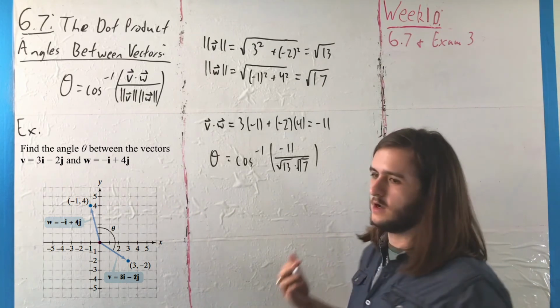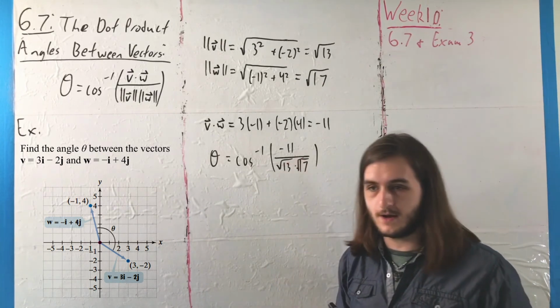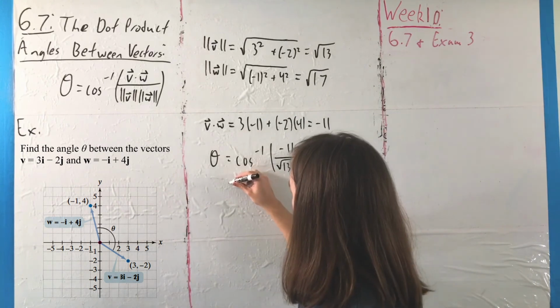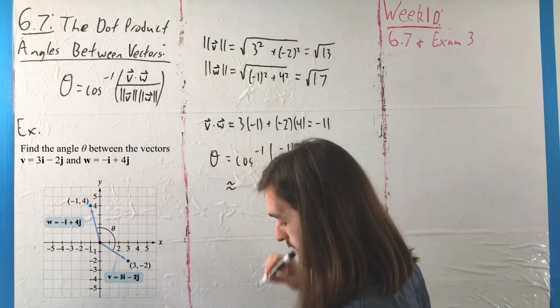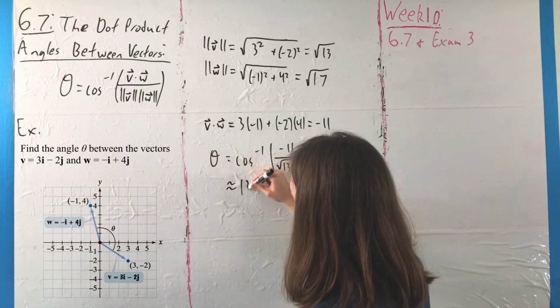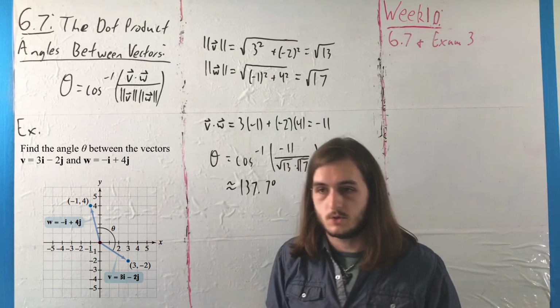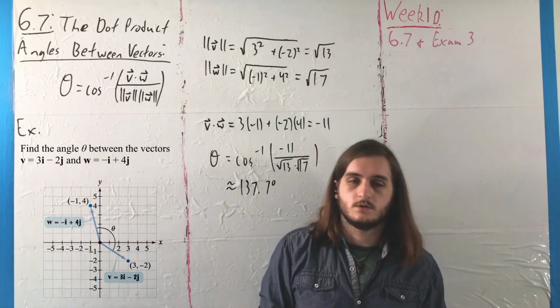That is, we're going to get quite an ugly angle coming around there. We do have to be careful about what the cosine function does here, but we should get an angle of 137.7 degrees between those two vectors.